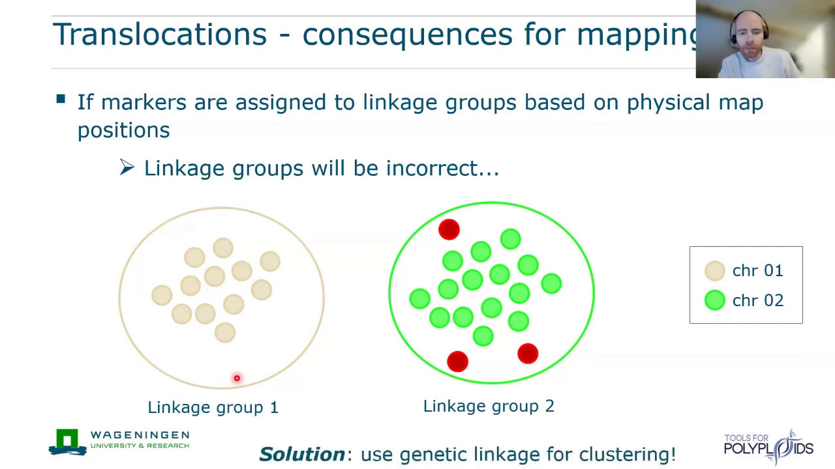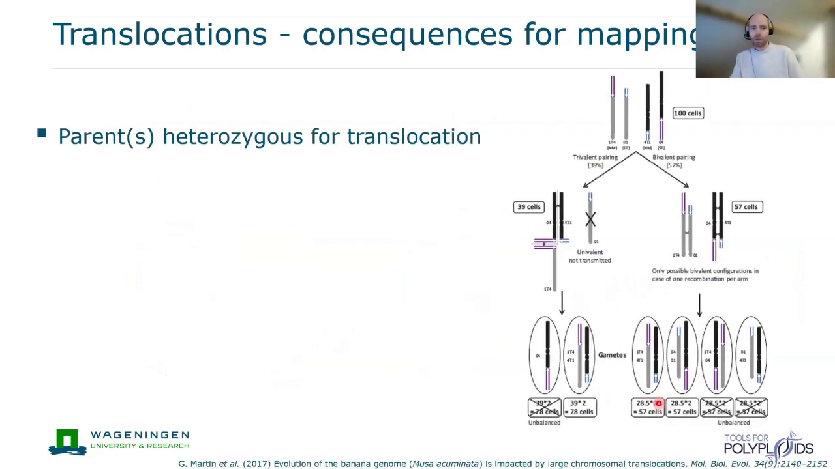Of course, there's a very simple solution to this, and that's just to use genetic linkage to do your clustering and linkage group assignment. In a way, it's a bit of an artificial problem if you're just using reference-based clustering. I see that in the previous talk, the genome-based grouping was used, which is fine. But if your reference genome isn't consistent with your particular material, it could cause issues.